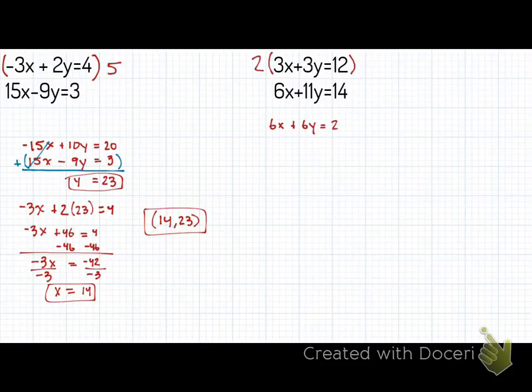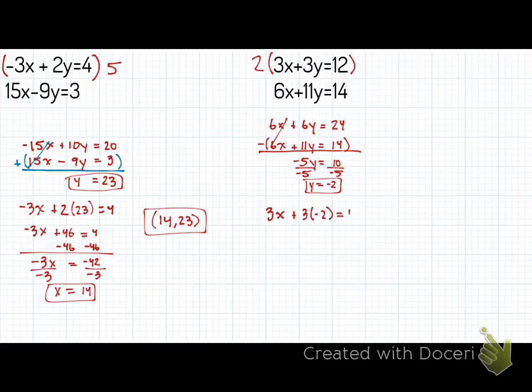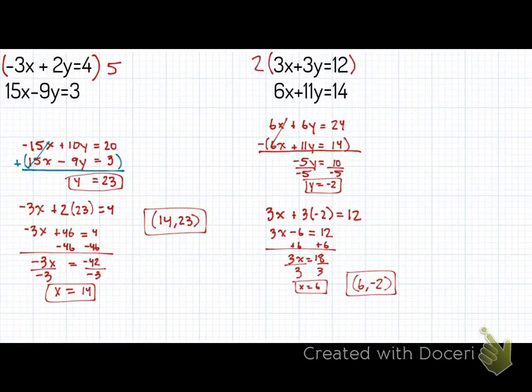On this one, I multiplied the first one by 2, and then I had to subtract. Notice I'm going to use a subtraction sign there instead of the addition. So your answer is 6, -2. Okay?